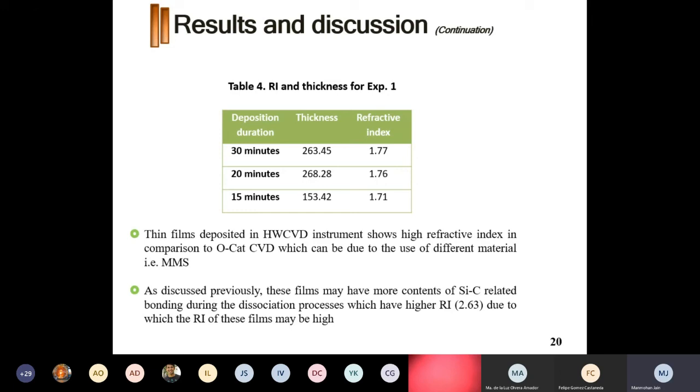And yes, here the refractive index is higher, which shows more silicon carbide related bonding, because the refractive index of silicon carbide is 2.63 and the refractive index of silicon oxide is 1.45.